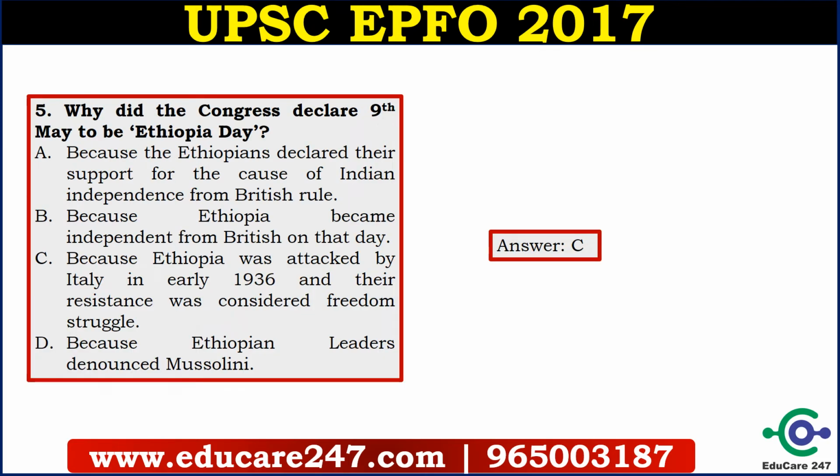The next question is, why did the Congress declare 9th May to be Ethiopia Day? The answer is C, because Ethiopia was attacked by Italy in early 1936 and its resistance was considered a freedom struggle. So you see that again international affairs questions have been asked by UPSC EPFO. What is happening in Ethiopia can also be asked. So you have to take care of the whole history.